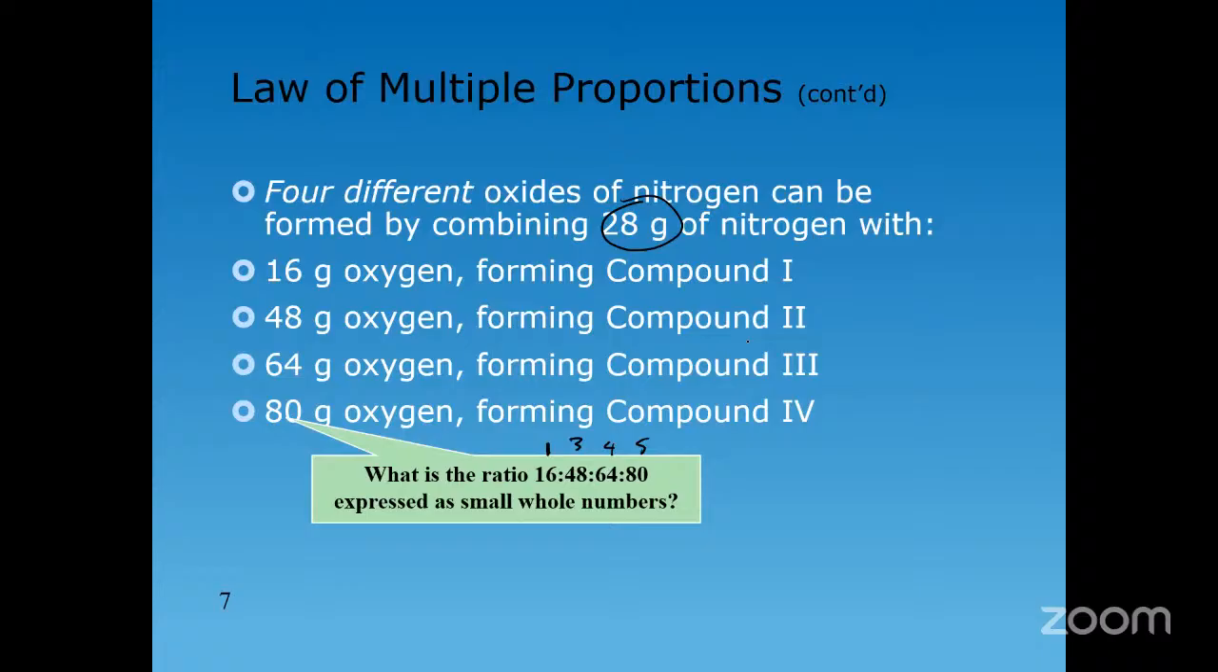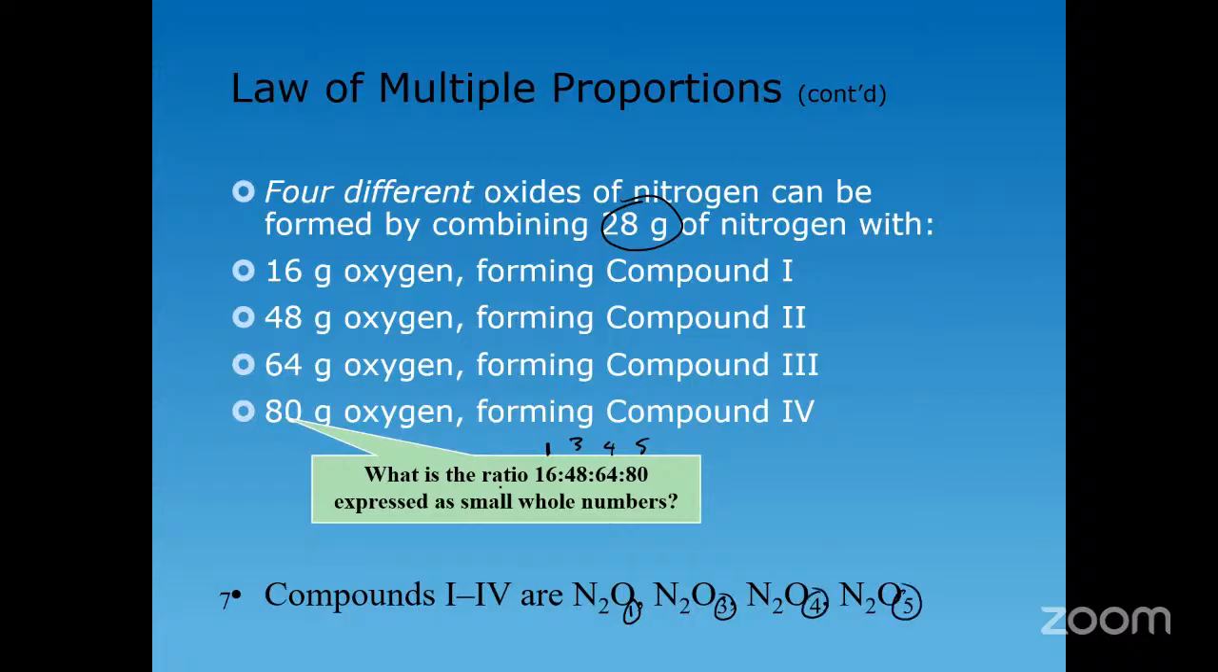And the actual compounds are these compounds right here: dinitrogen monoxide, dinitrogen trioxide, dinitrogen tetroxide, and dinitrogen pentoxide. As you can see, if you look at the subscripts for oxygen in each of these compounds, they mirror the ratio that I just indicated up here, 1 to 3 to 4 to 5. So that's another demonstration of the law of multiple proportions.